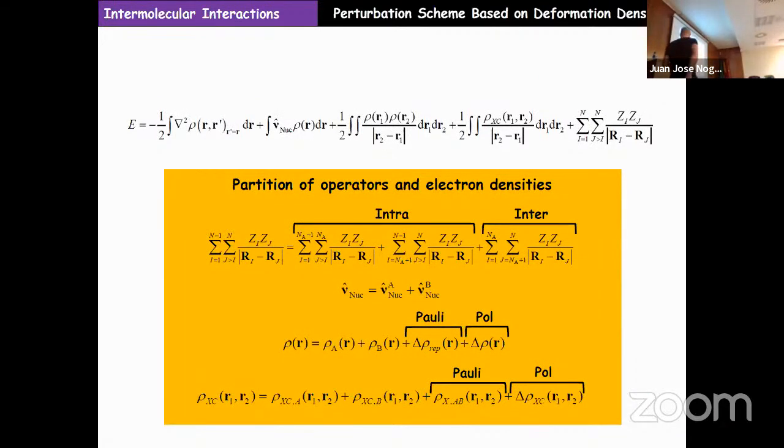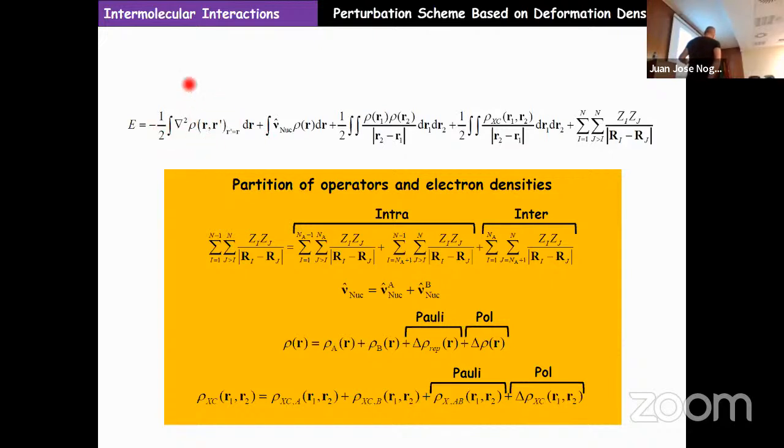And how do we do that? Well, this is the expression of the energy as a functional. I told you that it's a functional of the one electron density and the two electron density. Okay, this is the expression of the energy. Well, this is also a functional really. It's implicitly a functional.